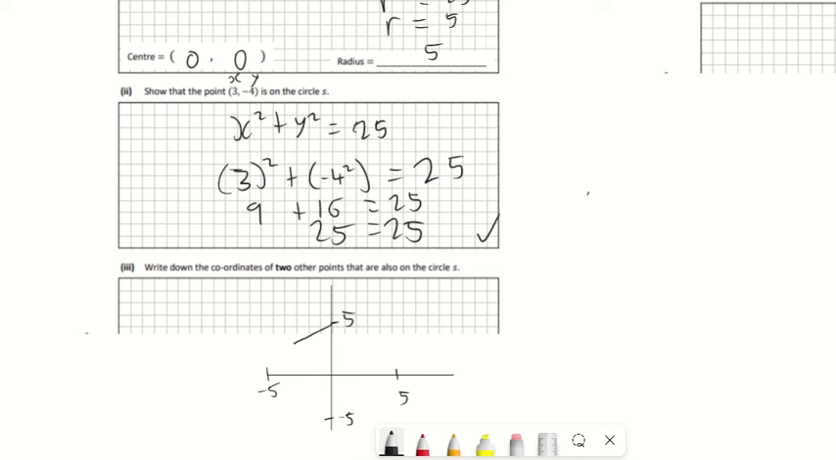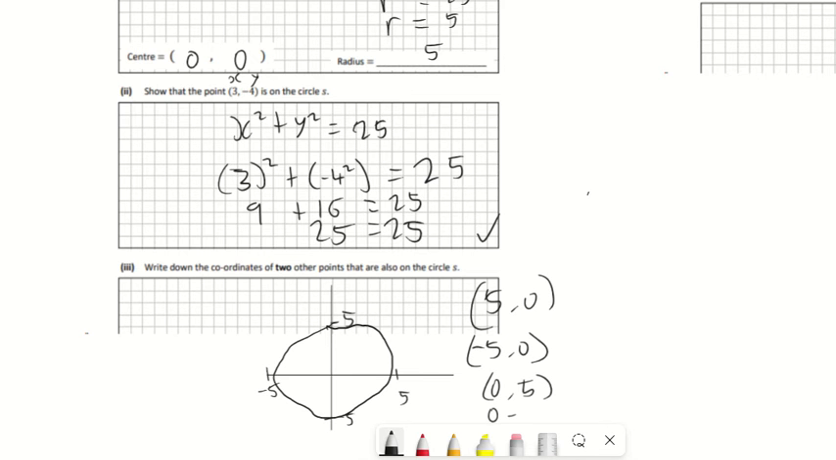It goes through all the 5s. So therefore this point here has to be the point (5, 0), and this point here has to be the point (minus 5, 0). And then it's going to have (0, 5) as well, and it's going to have (0, minus 5). So those are 4 points that it'll have, so you only need 2.